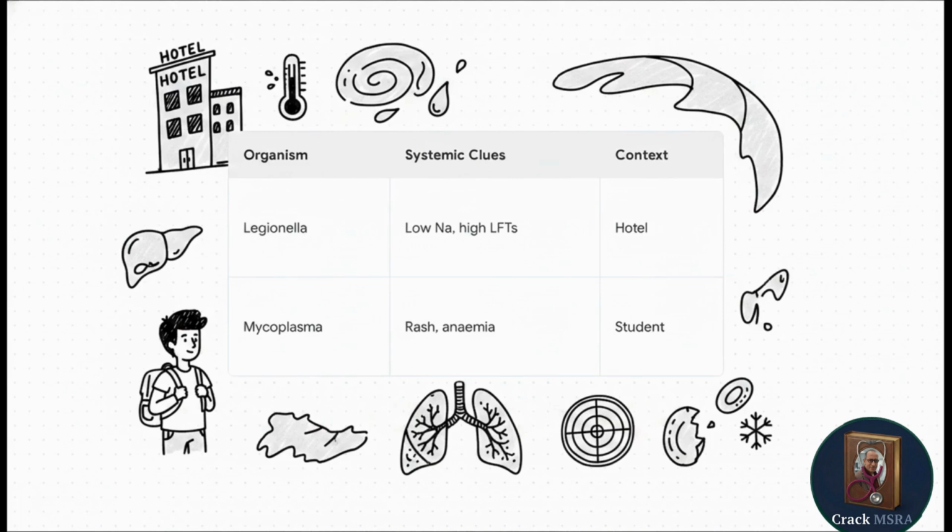If a vignette mentions a patient who just returned from a holiday, maybe stayed in a hotel with air conditioning, and now has pneumonia, paired with hyponatremia and deranged liver function tests, stop reading right there. The answer is Legionella pneumonia. On the flip side, if you've got a younger patient, say a university student with a walking pneumonia, who also develops target skin lesions, erythema multiforme, or hemolytic anemia from cold agglutinins, well, you are looking directly at Mycoplasma pneumonia.